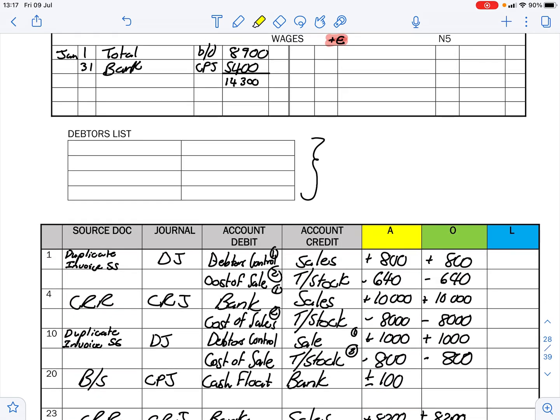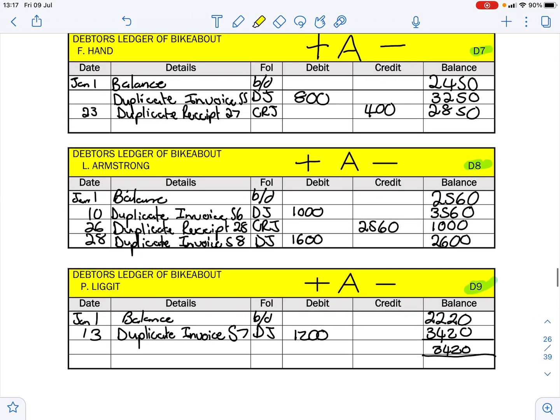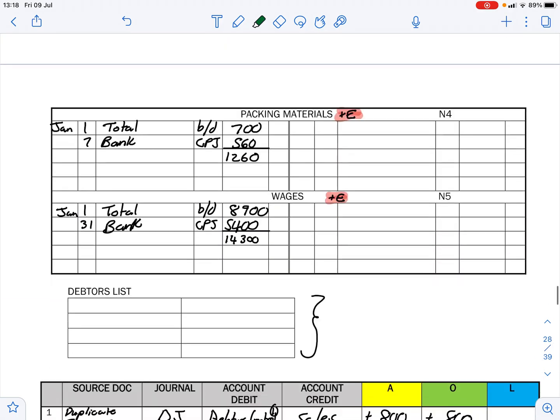The last little bit is our debtors list. Now, a debtors list is basically to establish who our debtors are and how much they owe us. So if we have a look at our debtors ledgers, you'll see that we have 3 different debtors: F Hand, L Armstrong, and P Liggett. Okay, now you'll see that after every transaction we have a balance, and at the end of the month of January, F Hand owes us 2,850 Rand. L Armstrong owes us 2,600 Rand, and P Liggett owes us 3,420 Rand.